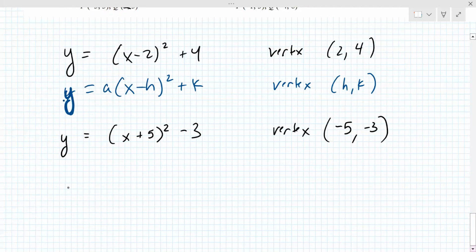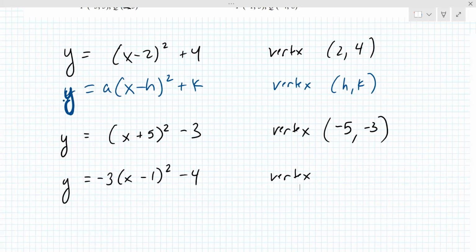Okay, so let me have you try another one here. Let's say it's y equals negative 3 times (x minus 1) squared minus 4. What would the vertex be for this one? 1, negative 4. Very good. Now does this one open up or down? It's based on this number out here in the front. Do you remember that rule?